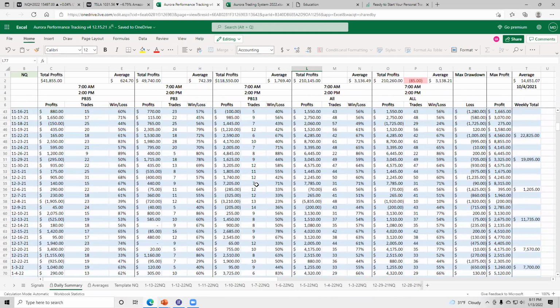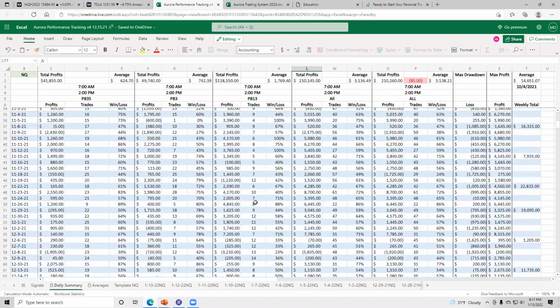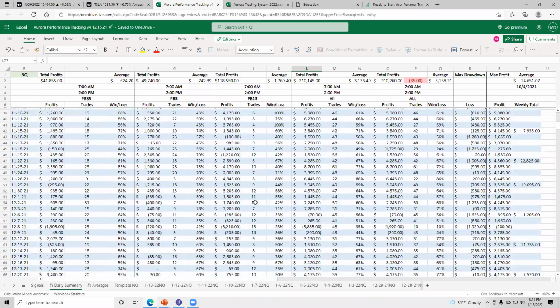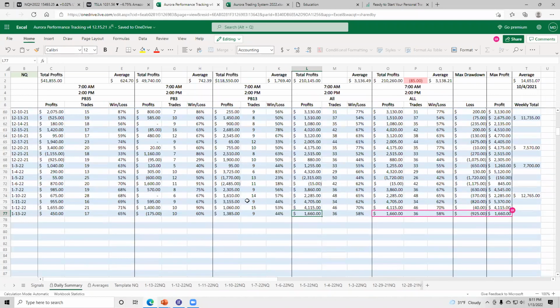There's some days that are just really big days, but only a few trades, and there's other days that are unfavorable days that, you know, are more trades. So it looks like the average is about 7.5 trades.